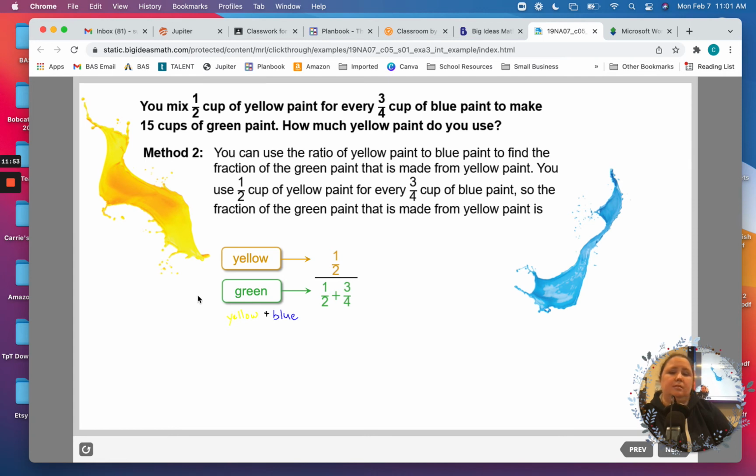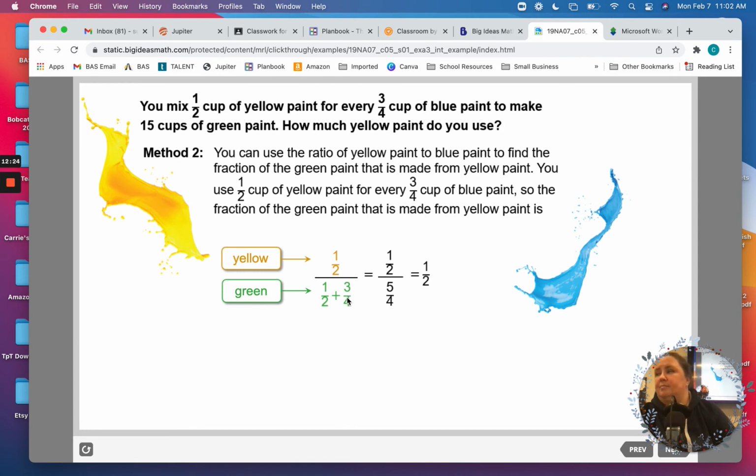Sorry, Josh. Okay, so green is the yellow plus the blue. So 1/2 plus 3/4, which is what? 5/4. Okay, so again, we have 1/2 over 5/4. Can I simplify this now? Yes. You do 1/2 divided by 5/4, which is 1/2 times 4 over 5, which gives you 4 over 10.